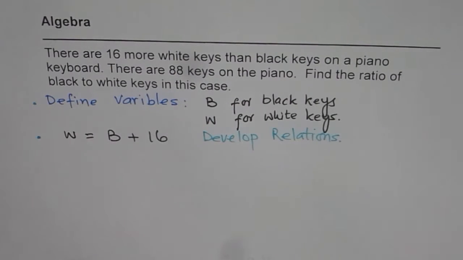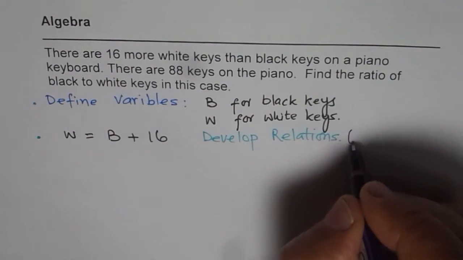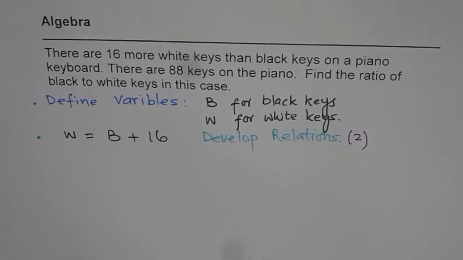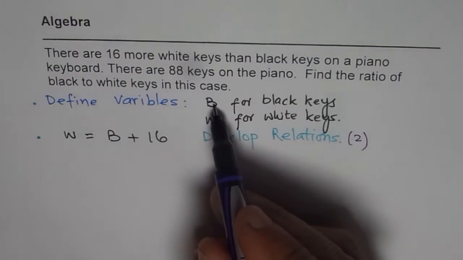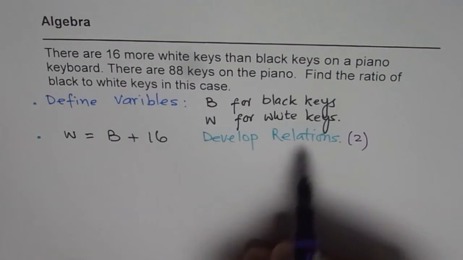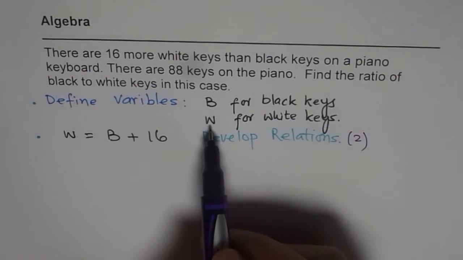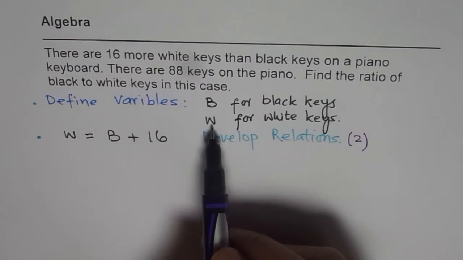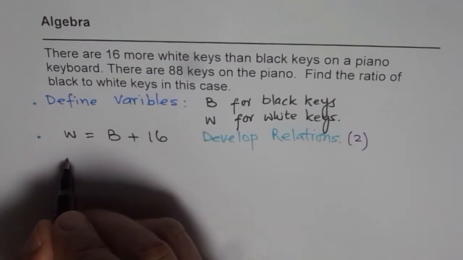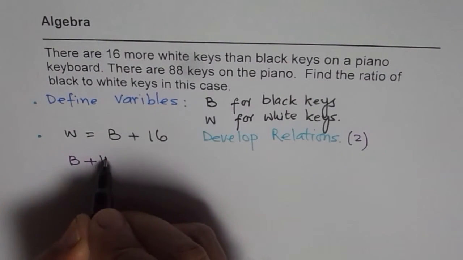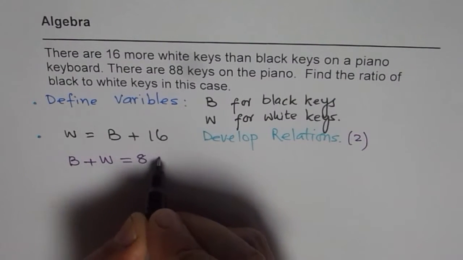Now one question is, how many relations do we need? If you have two variables, you need two relations. Important: there are two variables, black keys and white keys, so you need two relations. We got one from the first statement. There are 88 keys on the piano. That means total black plus white keys are 88. So we get the second equation, which is B plus W equals 88.